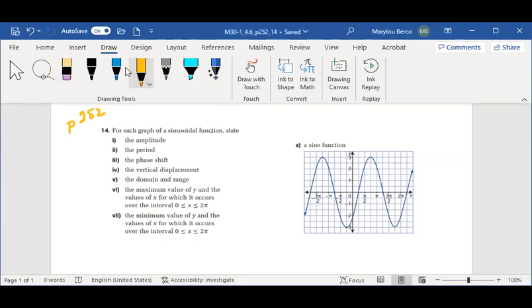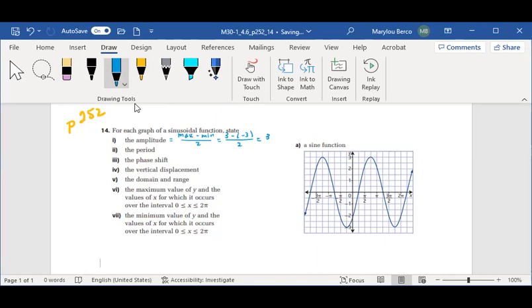The amplitude is the maximum minus the minimum divided by 2. Or we could say 3 minus a negative 3 divided by 2 equals 3. So the amplitude is 3.